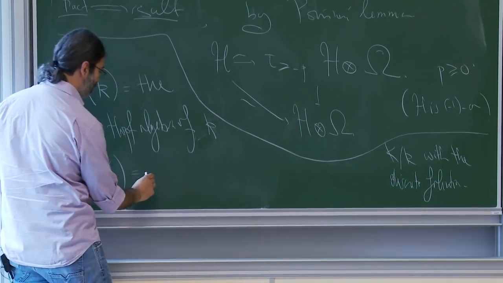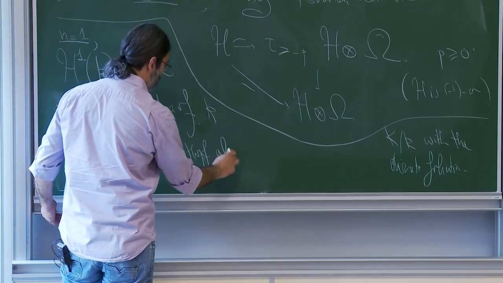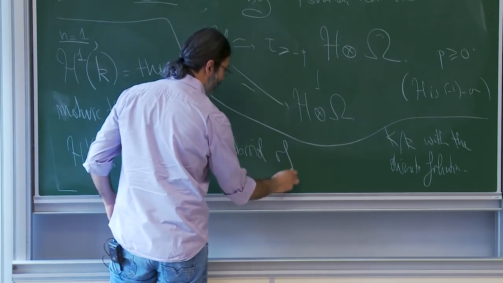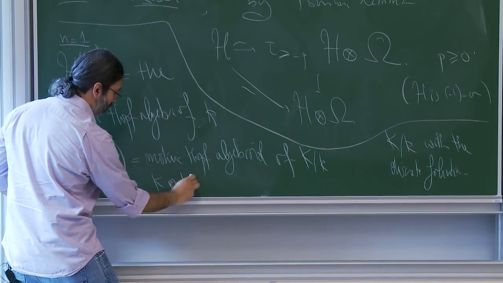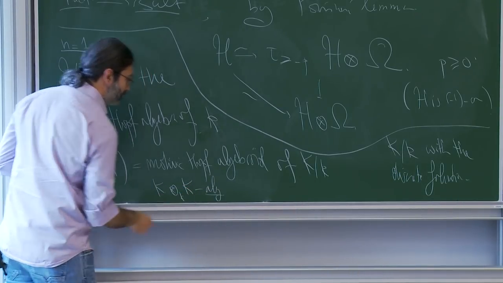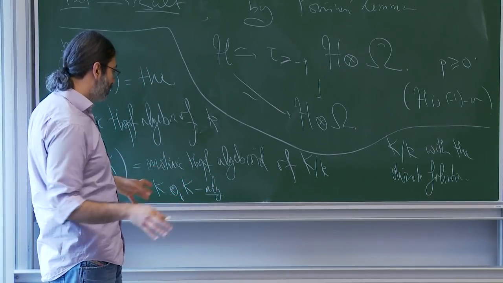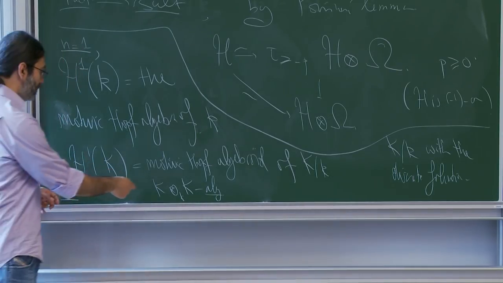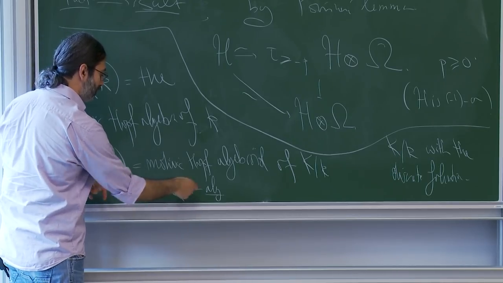This is actually a motivic Hopf algebroid, in fact, again of k over k, and so this is naturally a k tensor k algebra. If you know about Hopf algebroids, it's like a groupoid, and the space of objects is actually the spectrum of big K. So this is like a groupoid where the object is Spec k, so it lives naturally on k tensor k.